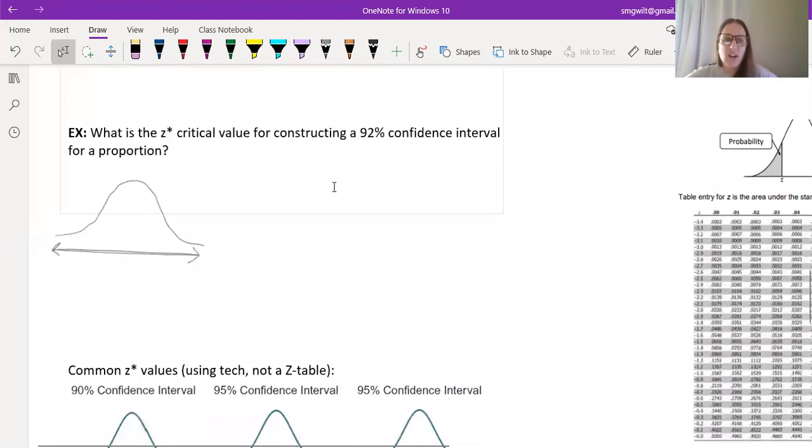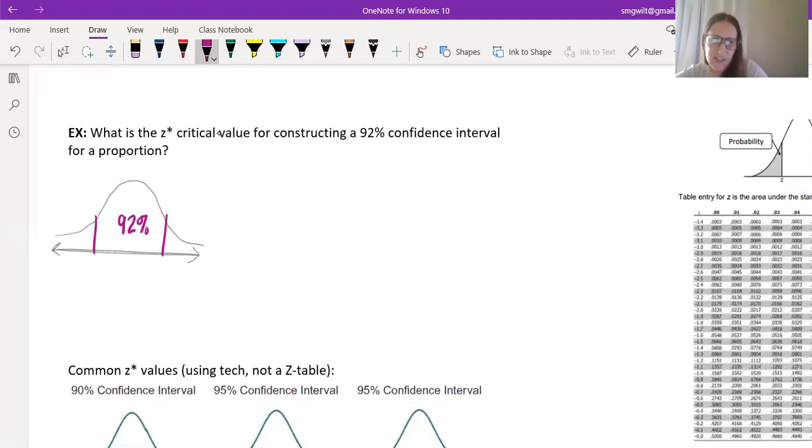Okay, the next thing that it talks about is finding the critical value, z star, for constructing a confidence interval for a proportion. So I just chose a 92% confidence interval. So remember, that means that this portion here of the graph is 92% or 0.92 of 1. And so I want to figure out what one of these sections of the graph is. So I want to find those tail values. To do this, we're going to subtract that decimal from 1.